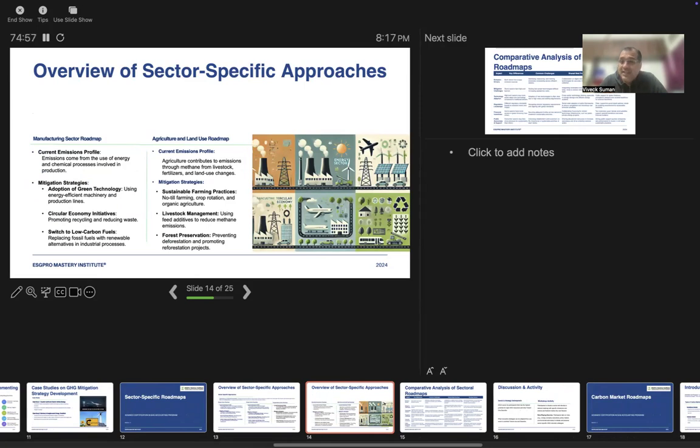Then the manufacturing sector roadmap could be looked into, as all manufacturing sectors really impact the environment, depending on what kind of structure is there.